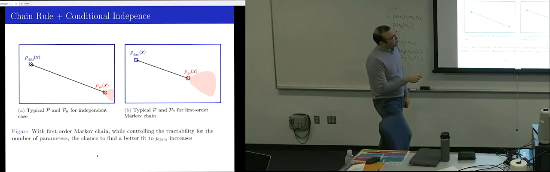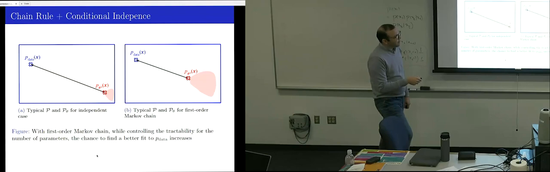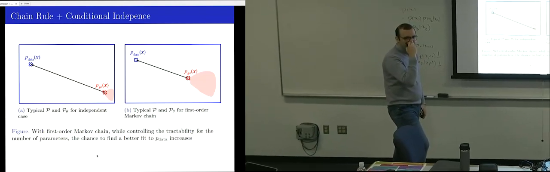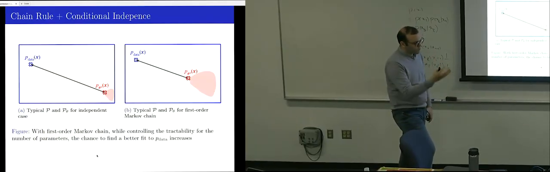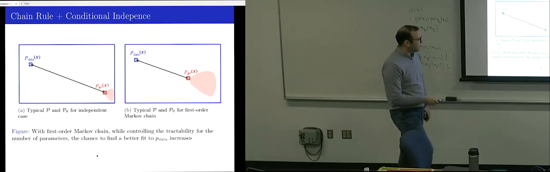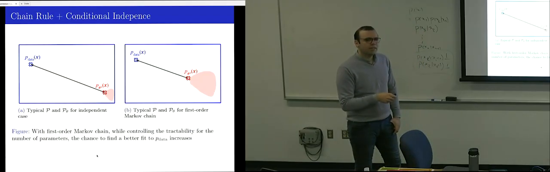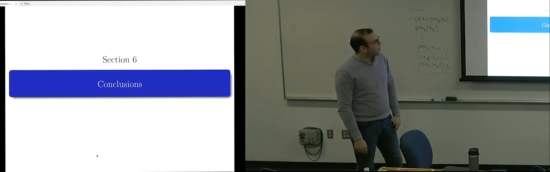As a result, you increase your family. Why? Because your number of parameters is now changed to 2 times n minus 1, and it is intelligent for images. And then you can see that the generated samples using this family are similar to some extent to the real samples. This is called the first order Markov chain model. Just to know the name, it is not important in the course.